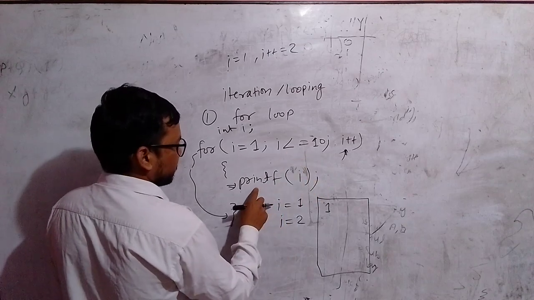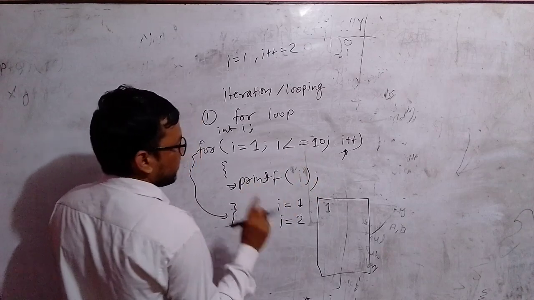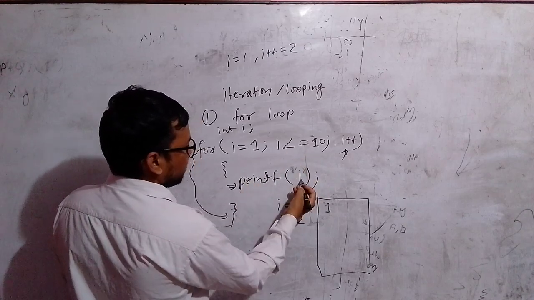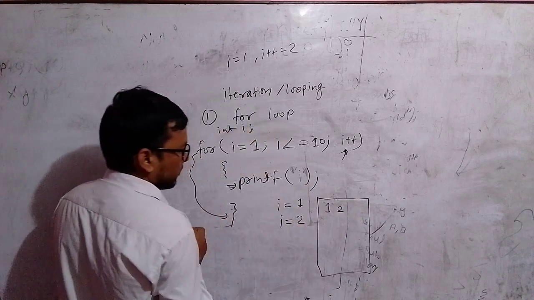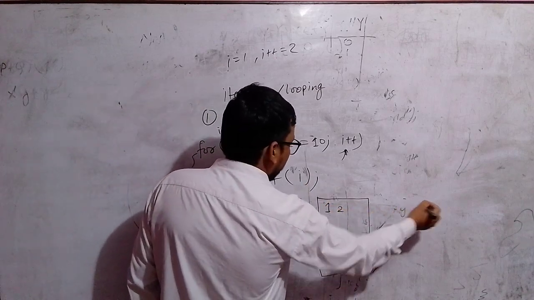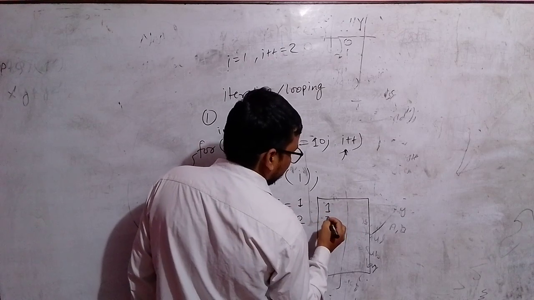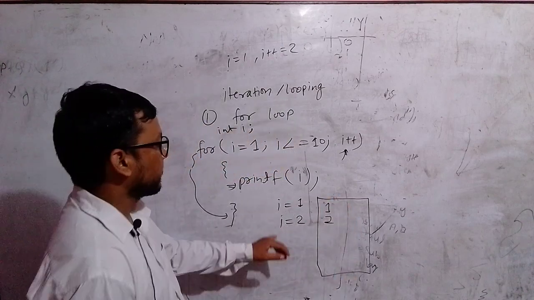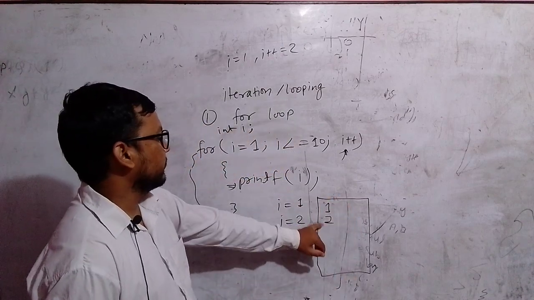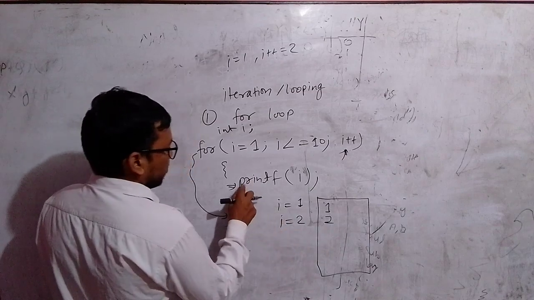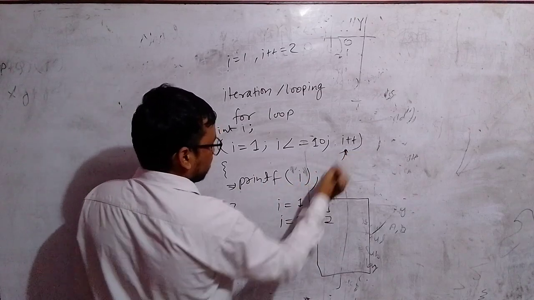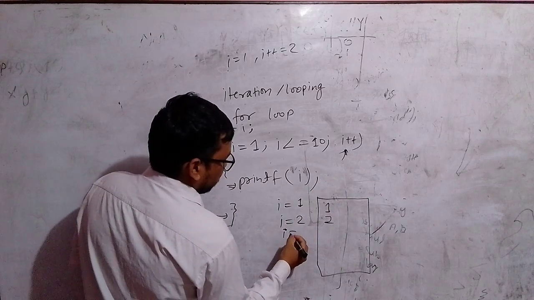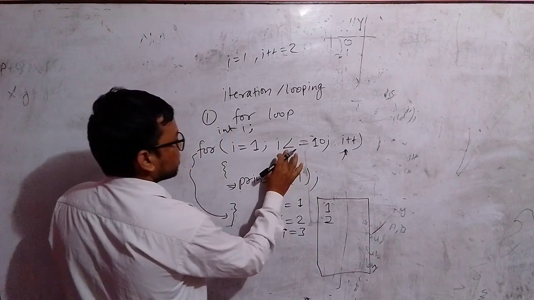If this condition is satisfied, then printf prints the value of I. What is the value of I in this case? 2. In this way it writes, but I am writing here in a vertical line. It prints 2. Now the control goes here, the value of I is 2 and I plus plus makes the value of I 3. Conditions check.